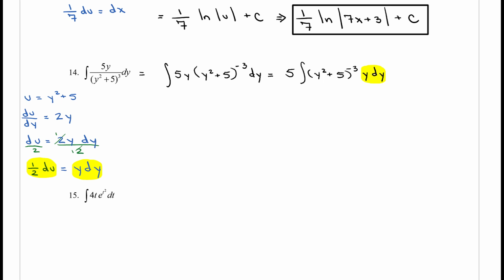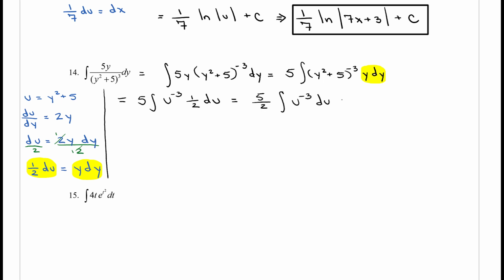I'm drawing a line here to separate my work. So now I'm going to write on the right hand side of the line, my integral is going to be equal to 5 times the integral of, I'm going to replace that y squared plus 5 with a u, raise it to the -3 power, and then replace that y dy with 1/2 du. Now let's write this a little nicer. I'm going to factor out that 1/2 to the front. So this is going to be equal to 5/2 times the integral of u raised to the -3 power du.